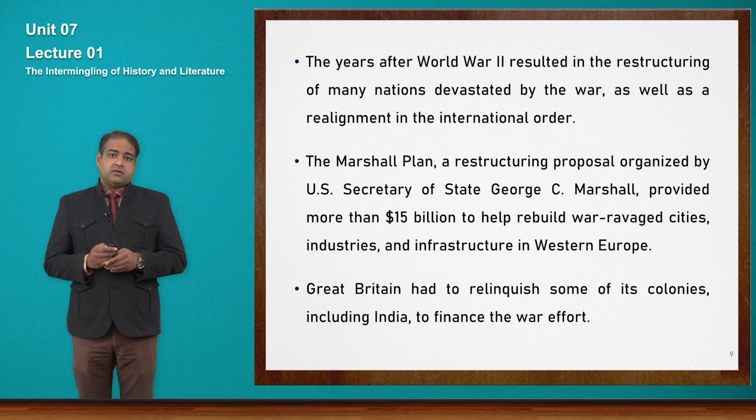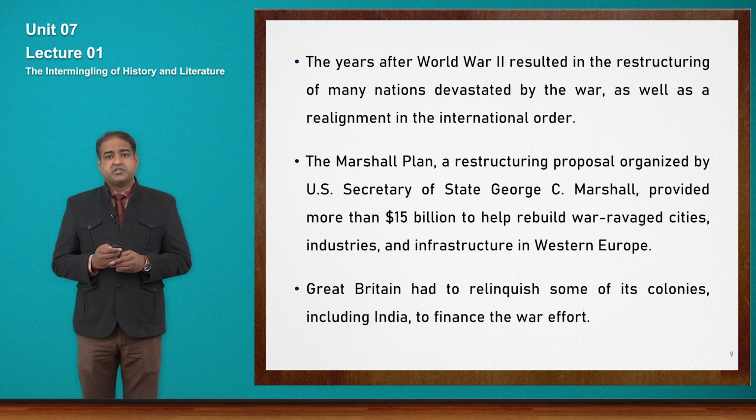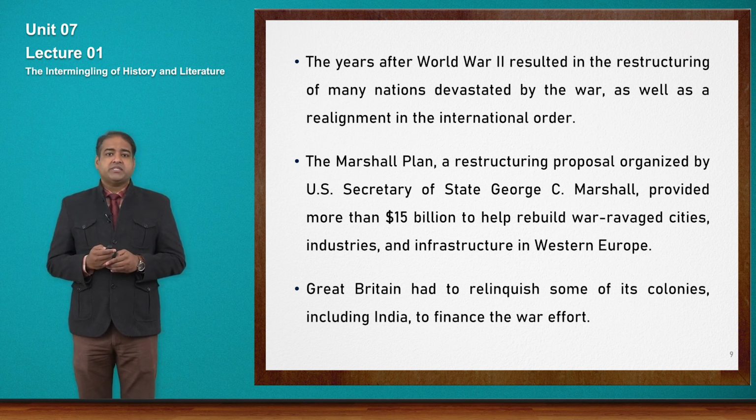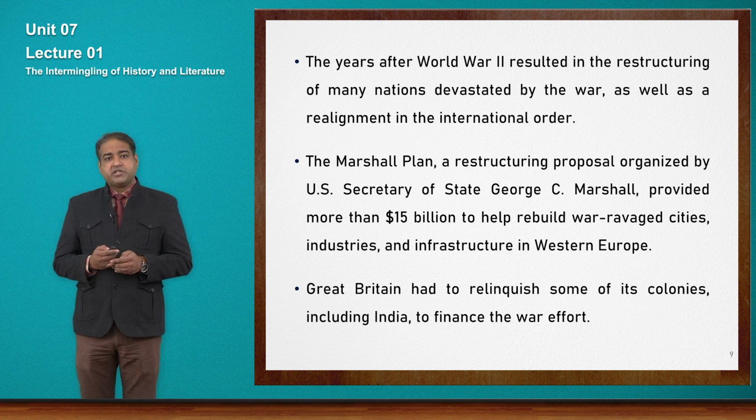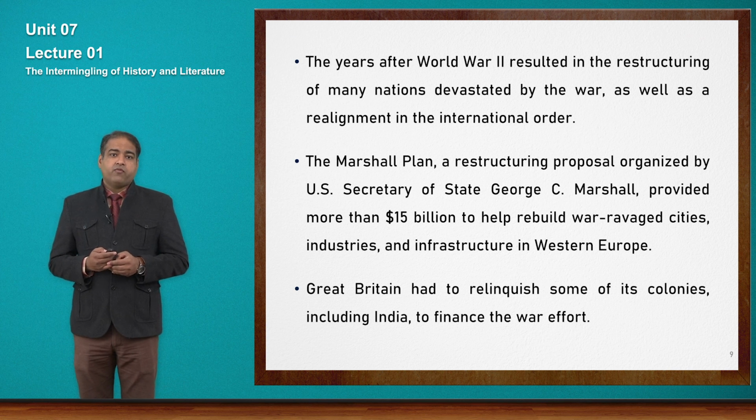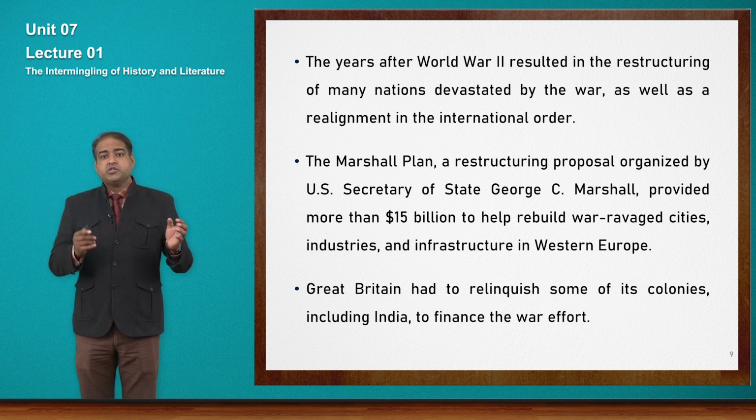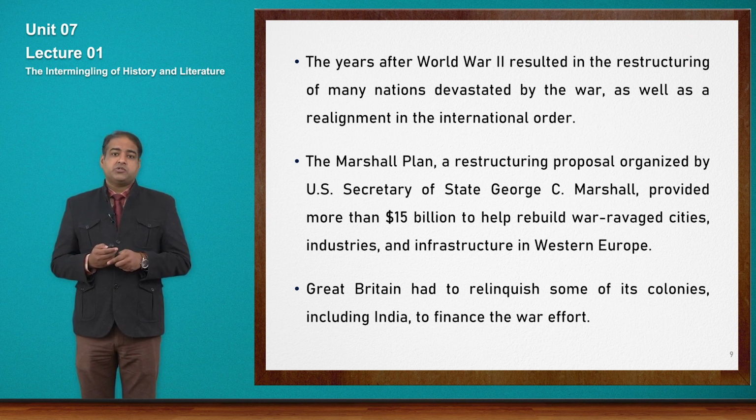The Marshall Plan, a restructuring proposal organized by US Secretary of State George C. Marshall, provided more than $15 billion to help rebuild war-ravaged cities, industries and infrastructure in Western Europe. But friends, this was the case with Western Europe because it had money. Even in the change of borders, even when Europeans were migrating from one place to another, they had money to settle down at a new place.